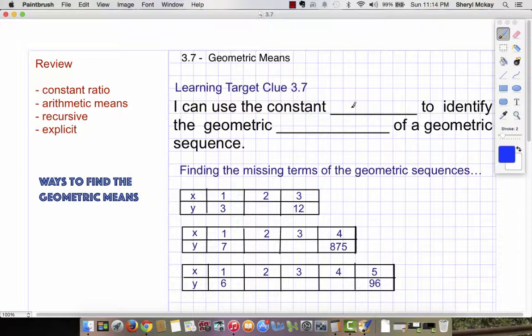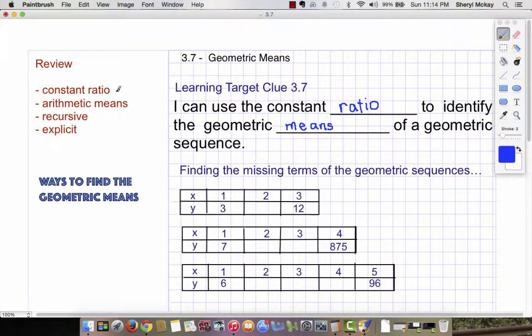Our learning target clue says I can use the constant ratio, so I'd like you to write the word ratio, to identify the geometric means. Last time we talked about arithmetic means, now we're talking about geometric means of a geometric sequence. So I can use the constant ratio to identify the geometric means of a geometric sequence. Let's go ahead and quickly look at our review.